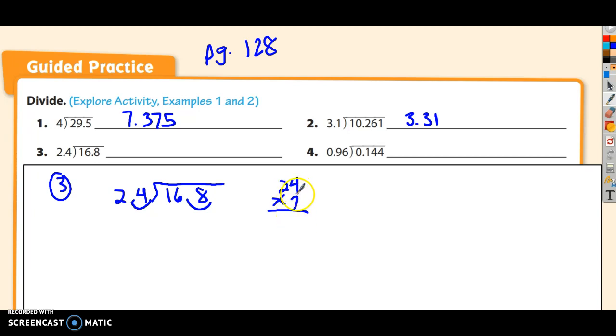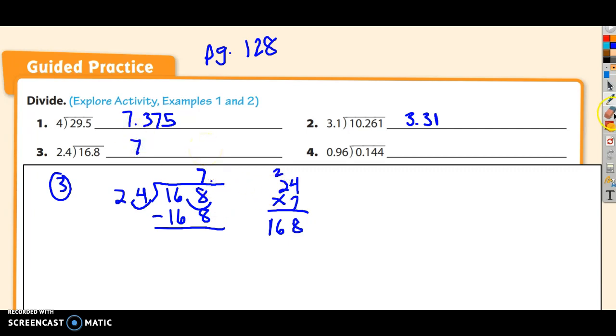7 times 4 is 28. And 7 times 2 is 14, plus 2 is 16. And I guessed it right off the bat, which is really cool. So now 7 goes here. 7 times 24 is 168. Now my decimal got moved right there, and then it goes straight up, so my answer is 7 whole.